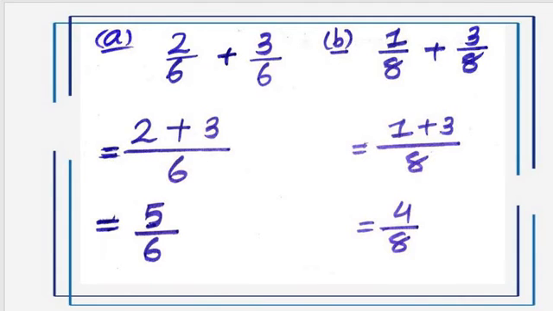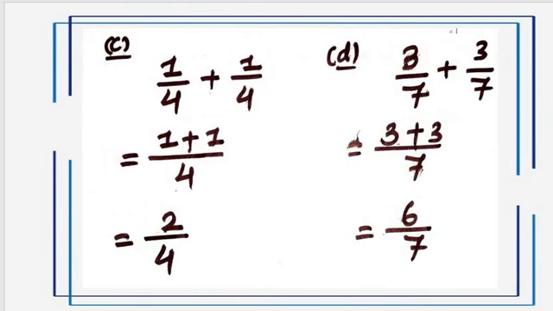So 1 plus 3, how many? 4. So how do we write the answer? 4 upon 8. We write it like that, 4 upon 8. So question number B is done, my dear students, 4 upon 8. Now we move on to question number C and question number D.